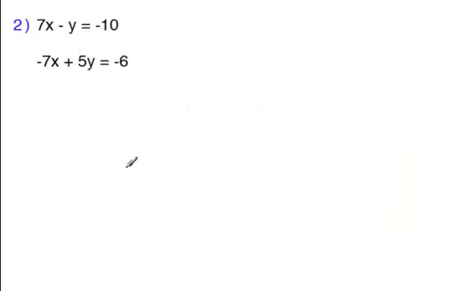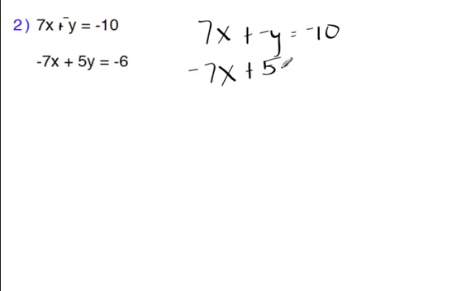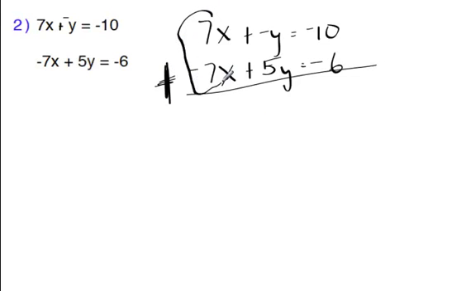Number 2. Well, notice these aren't in slope-intercept form, so we're going to shift to the elimination method. Let's do our same change opposite. Let's rewrite these so we can line them up. Negative 7x. What you're looking for are coefficients of the same variable that are opposites. So we're going to add these. Notice right here I have 7x and negative 7x. Those are opposites. So if we add those, we know they cancel.